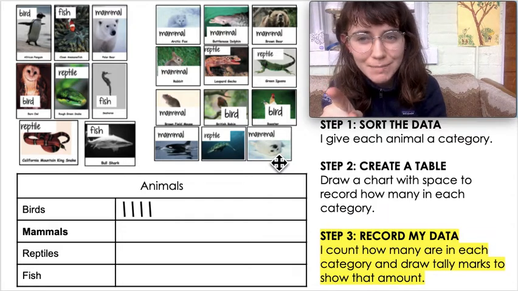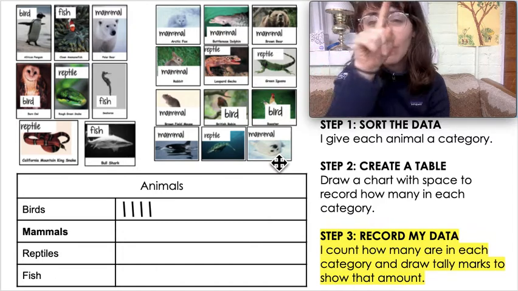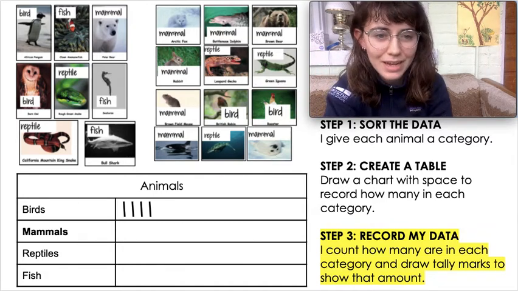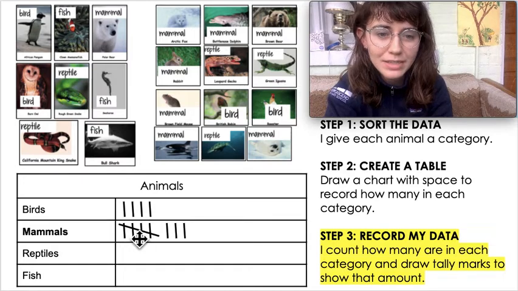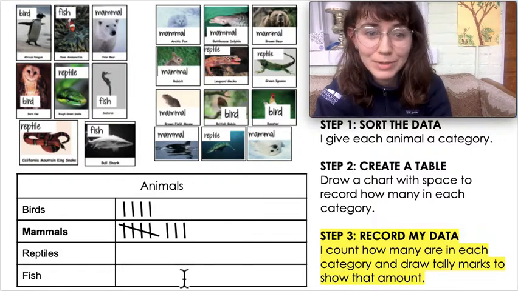One thing about tally marks that I don't want you to get tricked by is every time we get to 5, we draw 1 across to make a group of 5. So let's look for that here with mammals. I had 1, 2, 3, 4, and then 5. And then 6, 7, 8. So I had 8 mammals in all.